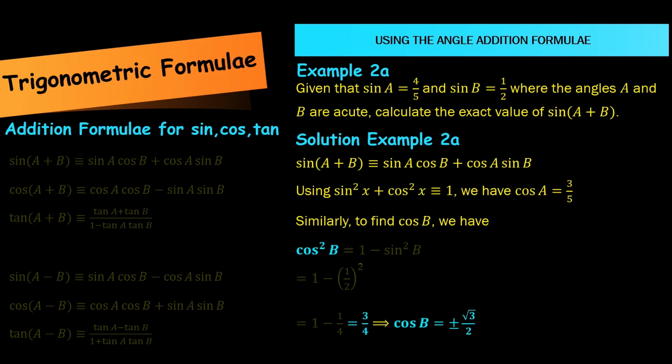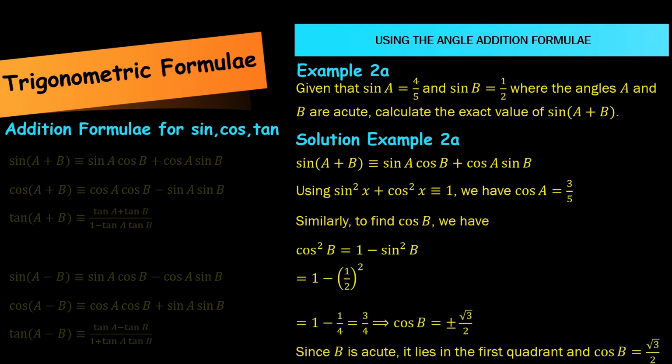So cos squared B equals 3 over 4 implies that cos B equals plus or minus root 3 over 2. Now since B is an acute angle, it lies in the first quadrant, and therefore cos B equals root 3 over 2. So now we have the values of cos A and cos B, as shown.